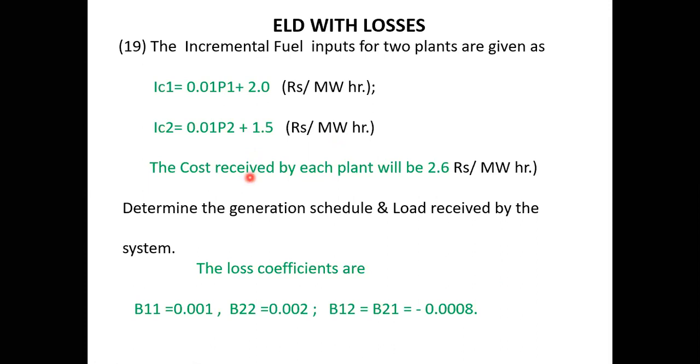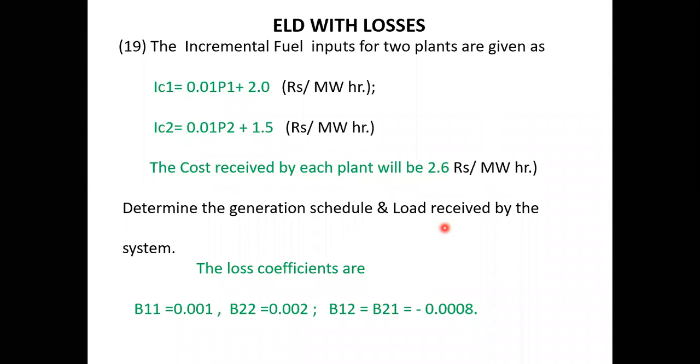In the last one, we know the power demand, but in this one, they have given that the cost received by each plant is 2.6 rupees per megawatt hour. So what is the meaning here? Cost received by each plant? This is nothing but the lambda value. So directly you can equate IC1 is equal to 2.6, then you will get the P1 value. Similarly, when you equate IC2 is equal to 2.6, then you will get the P2 value. So easily you will get the generation schedule. Then how to find out the load? Here we have to find the load.